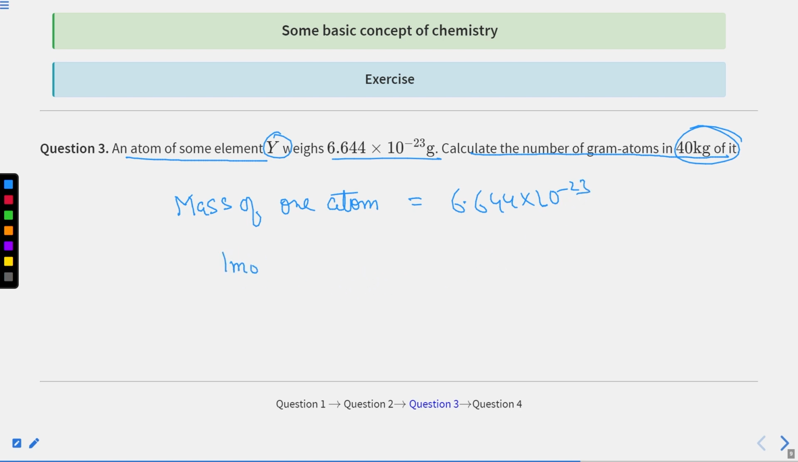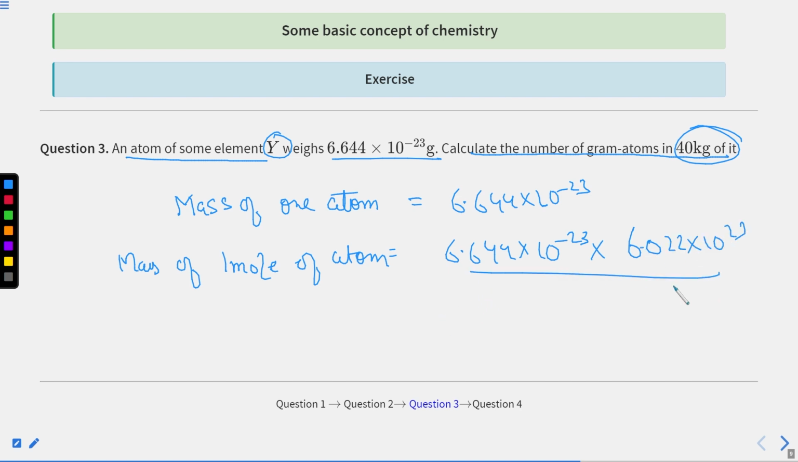So the mass of 1 mole of atoms will be how much? 6.644 x 10^-23 multiplied by 6.022 x 10^23. So that would be the mass of 1 mole of atoms. Clear? Means in 1 gram atom, this much is present. This is the gram atomic mass. So for 40 kg, it would be 40 divided by this value. Clear?